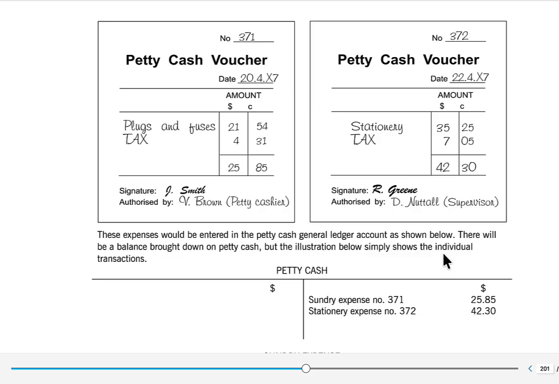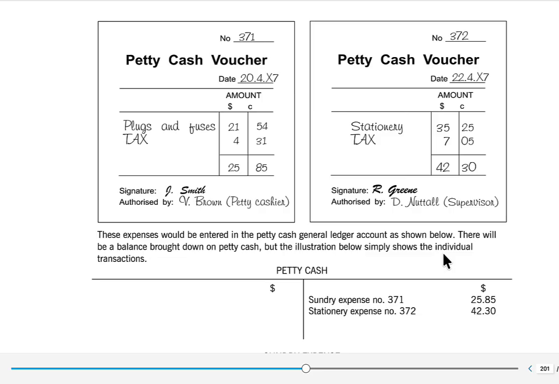Net cost is $21.54. Sales tax is $4.31. Total paid from petty cash is $25.85. It is signed by the person receiving the cash, and it is authorized by the correct person.